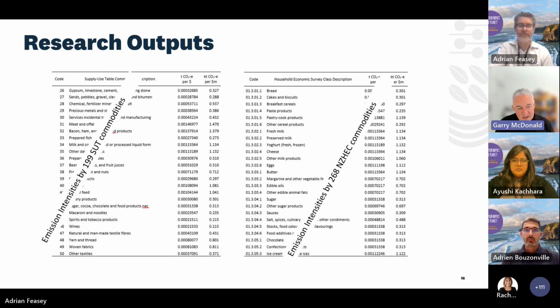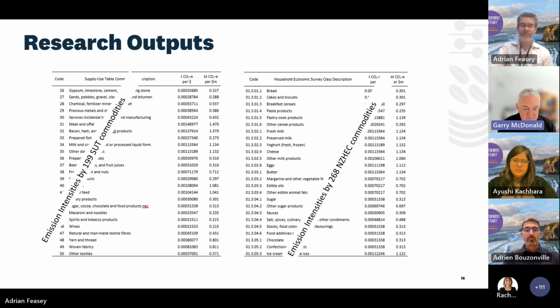Yep. So like I say, there are 3, 4, 5 different key outputs of it. The first one is we produce the actual consumption emission intensities by 199 commodities that are compatible with the input-output tables produced by Stats. We then convert those to the emission intensities at 268 household economic survey commodities, so we can get those 2 different ways of looking at it. Now, there are advantages in both of these. The first one, the SUT, the stats-based ones related to the input-output tables, can also be used in other projects related to industry, whereas the household ones that are specific to household commodities are more useful when looking at the consumption emissions. So there are some dual purposes for the work.